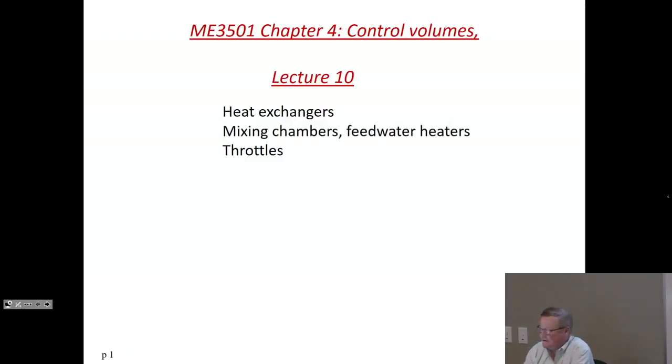And here then is lecture 10. We're going to go again in chapter 4, and we'll read the last three machines or machine elements that we're going to describe: heat exchangers, mixing chambers, feed water heaters. Actually, these two are pretty much the same equations, and then throttles. After which we will go briefly into transient behavior.